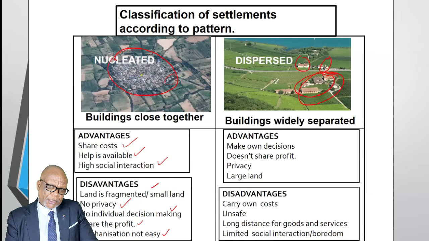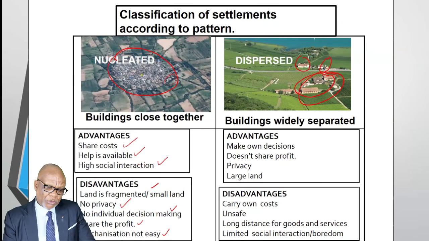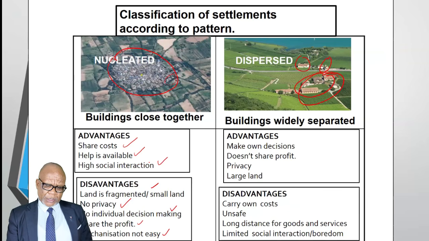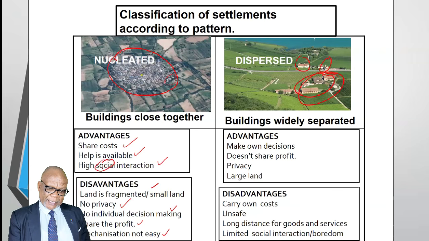advantage, share costs. So this will be economic advantage. And then here it says help is available. So this one is showing that it is social advantage, high social interaction. So this one is also showing a social advantage because we're saying social interaction.